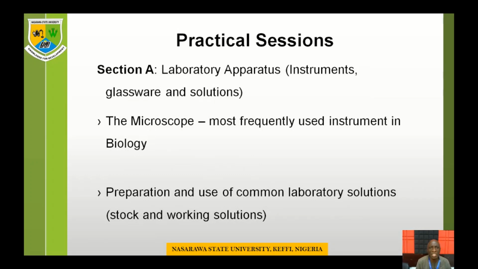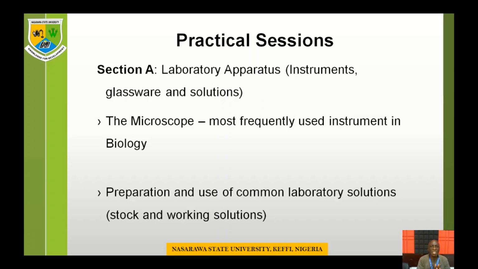During the practical sessions, there are certain expectations. We have divided this practical into different sections. Section A of the practical is about laboratory apparatus, instruments, glassware, and solutions. These are together called laboratory apparatus.